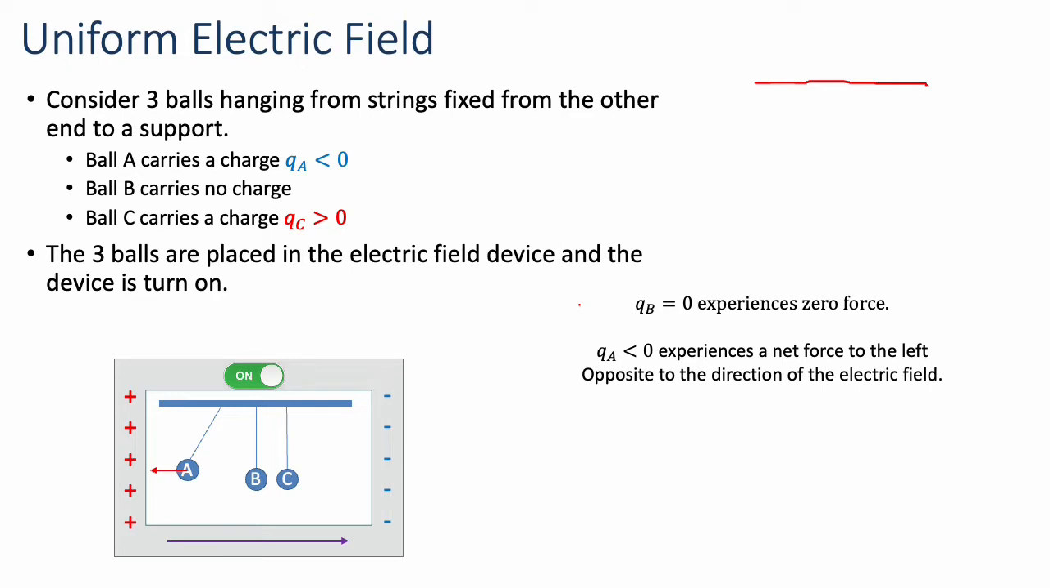So A is going to experience a net force opposite to the field. We said the field goes from positive to negative. This force on A will be away from the negative plate toward the positive plate. So it experiences a net force that is directly opposite in direction to the field.